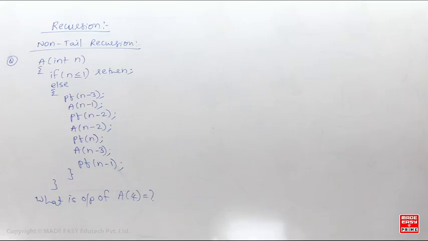Just copy that carefully. Copy the program. Same thing. If n is less than or equal to 1, return. Okay, printf n minus 3, a of n minus 2, recursively calling. Tell me what is the output of a of 4. Hurry up.